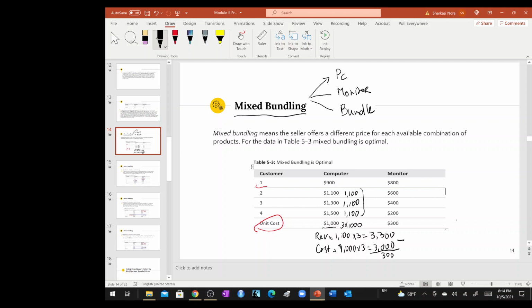So this is the first pricing strategy. The pricing strategy of a computer price equal to $1,100. We just found out that it yields a profit. So at a price of $1,100, this will yield a total net profit of 300. All right.